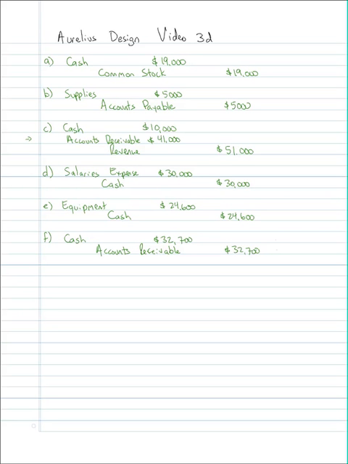And G, paid for $800 of the supplies purchased on account. So go back to journal entry B. We purchased supplies for $5,000 on account. We have not yet paid for any of those. Now in entry G, we are recording the payment of $800 worth of what we owe.